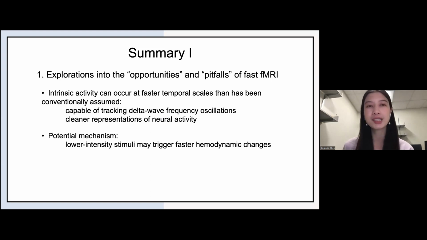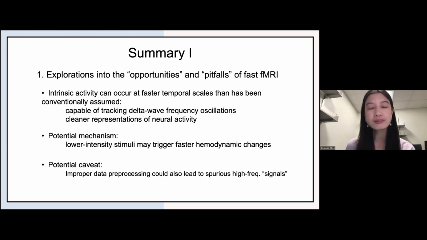There are many potential mechanisms that have been proposed by different groups to account for these higher frequency phenomena. And here we contribute one candidate mechanism: that the whole system is not quite linear, and lower intensity stimuli can trigger faster hemodynamic changes that support these faster brain oscillations. And third, while it's promising, there are also potential caveats in data preprocessing that we need to be careful about. Otherwise, it may introduce spurious high frequency signals.